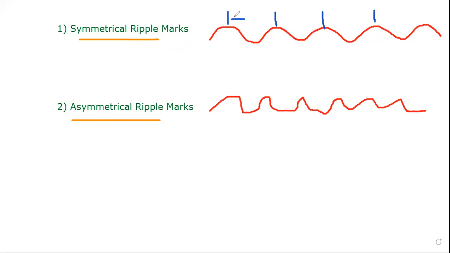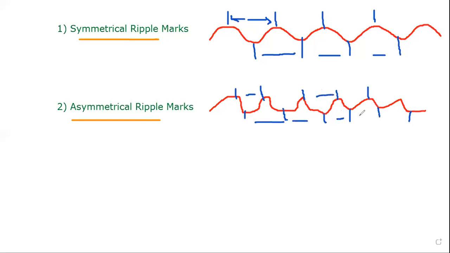Yes, when you look at the distances between two crests or two troughs, the distances are more or less the same. And when you look here, the distances between crests and troughs are varying, or these distances are not the same. So in the first type, the symmetrical ripple marks, the distance between two crests or two troughs is more or less the same, and in the asymmetrical ripple marks, the distance between two crests or two troughs is not the same. That's why it is considered an asymmetrical ripple mark.